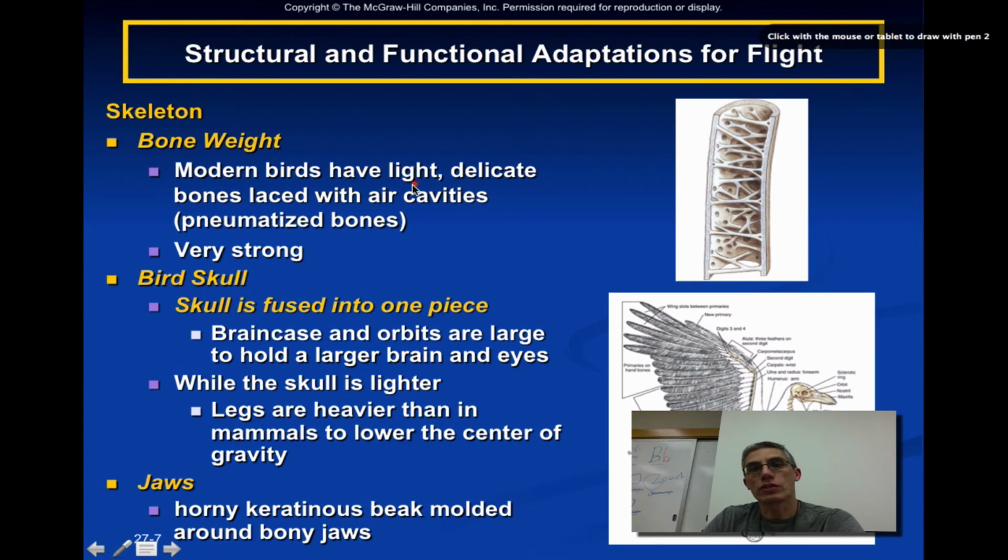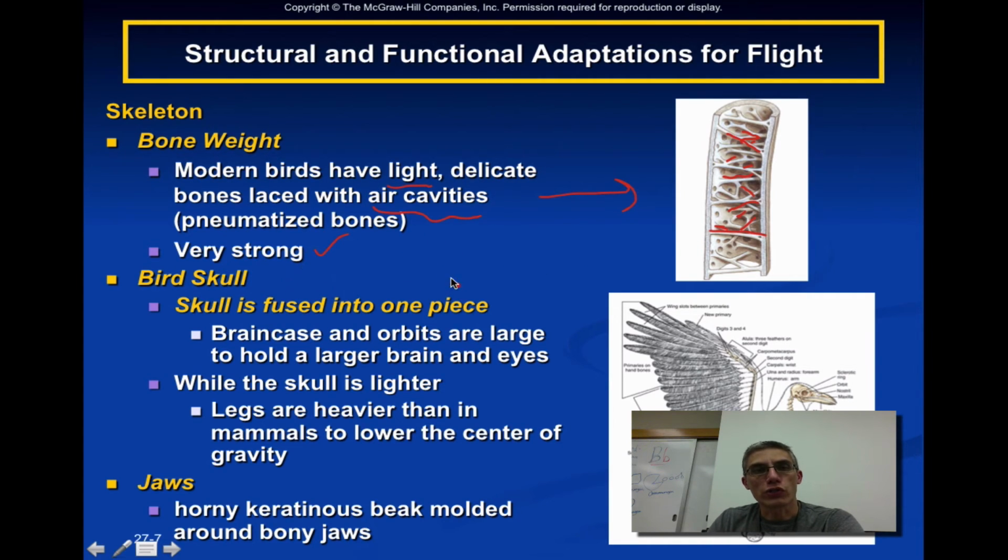So modern birds tend to have a light, delicate bone that's going to be laced with air cavities. And so over here on the right you can see all of the cavities found within this bone, and typically they call these pneumatized bones. Now they do tend to be very strong because if you notice we have a pretty extensive lattice network that extends throughout the bone, so that helps to lend integrity to the bone. But of course when you have these empty spaces, it's going to lighten up that bone quite a bit.